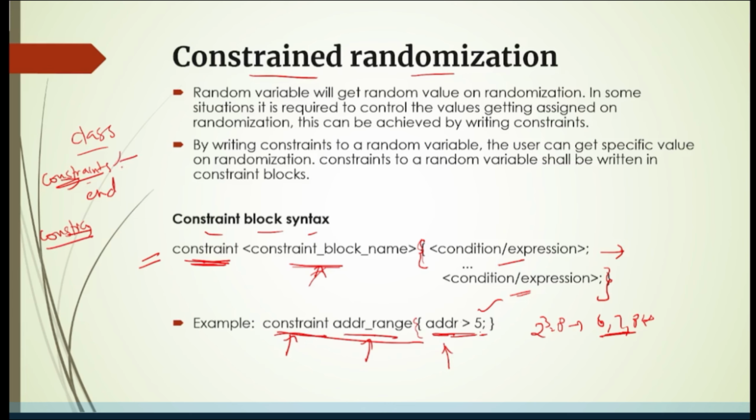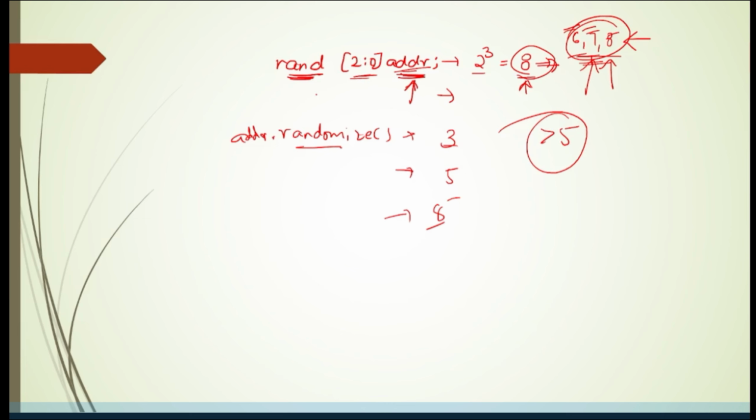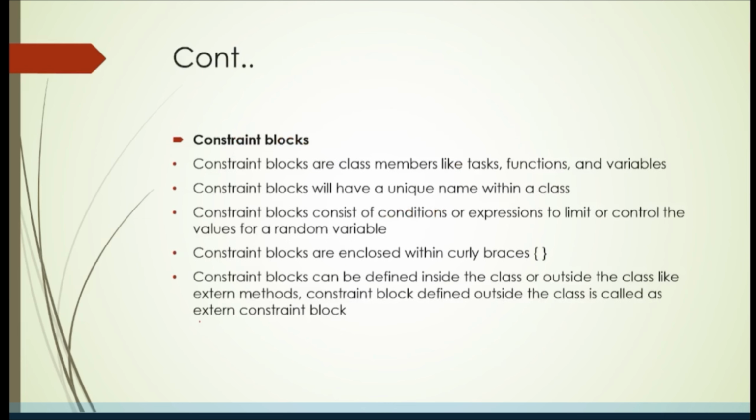If you are writing within the class, it is just a constraint. If you are writing outside the class, then it is considered an external constraint block. So you can write it either inside or outside, but when you write it outside, it is considered an external constraint block. So this is about the constraints. And also, when you are naming the constraints, if you are taking some 5 to 6 constraints, every constraint should have its individual name. So you should keep that in consideration.